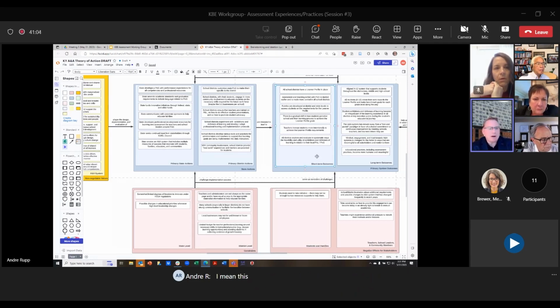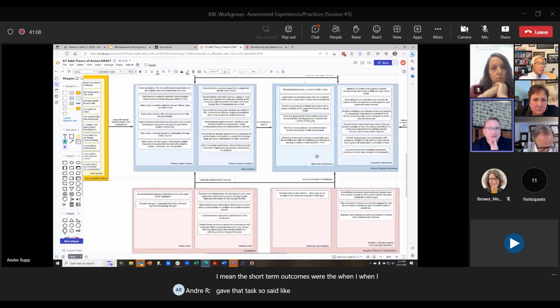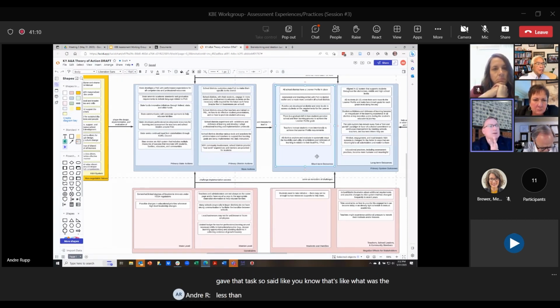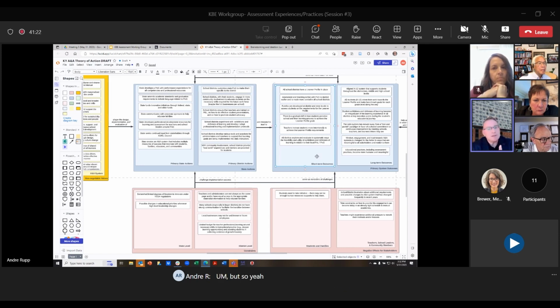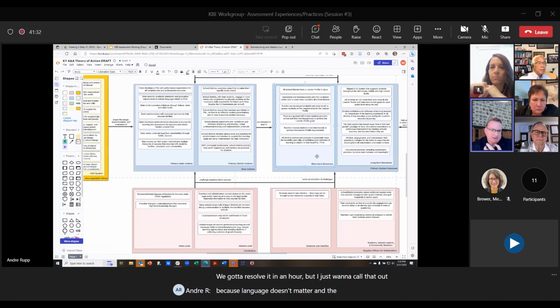I mean, the short-term outcomes, when I gave that task, I said it's less than 3 or less than 5, I don't remember. But a few years, whereas the long-term outcomes is more like 5 to 10 years or even longer. Those are things to think about communally. And that's not something for all of these boxes we're going to resolve in an hour, but I just want to call that out because language does matter and the process in which it's embedded matters.